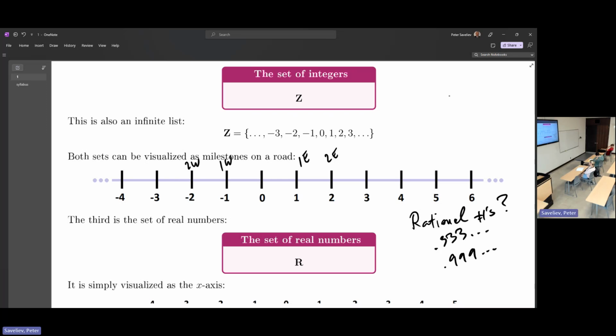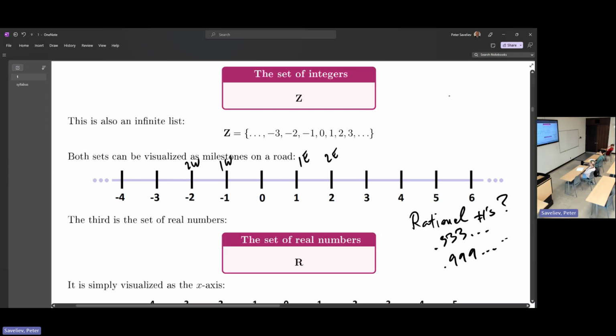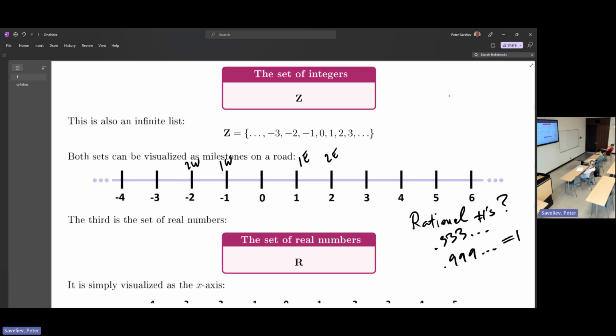Everybody has had calculus 1 right here. So what's 0.999 with infinitely many nines? What is it? It is 1. Yes. In fact, it's an integer. So the point I'm making is that the decimal representation is not really an indication. Rational numbers are fractions. That's it. Fractions of integers.